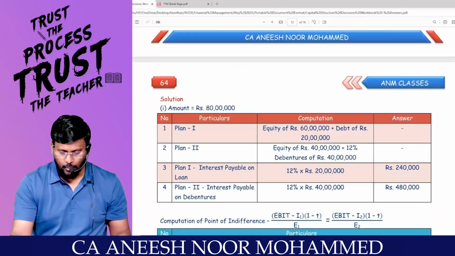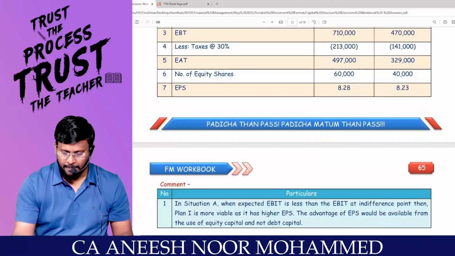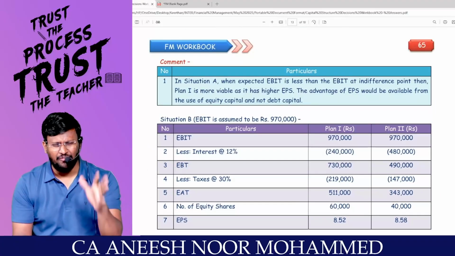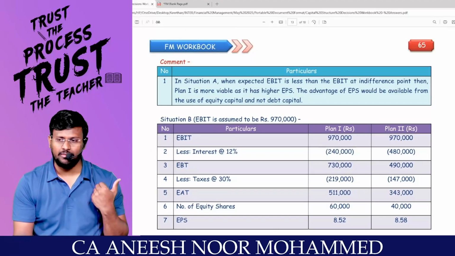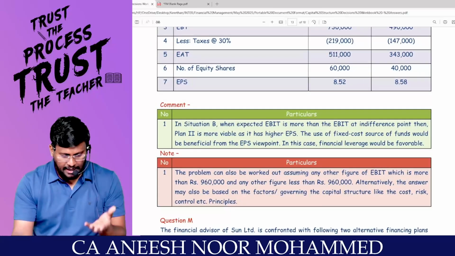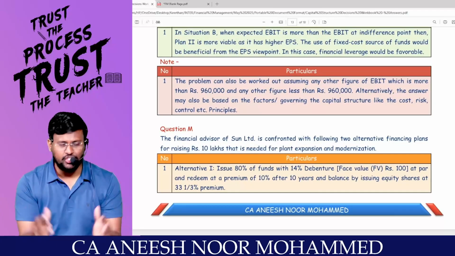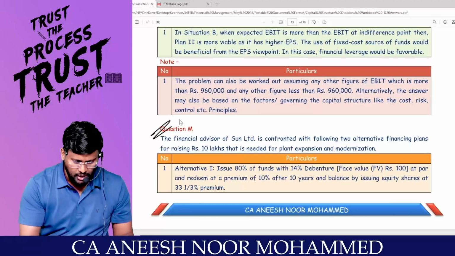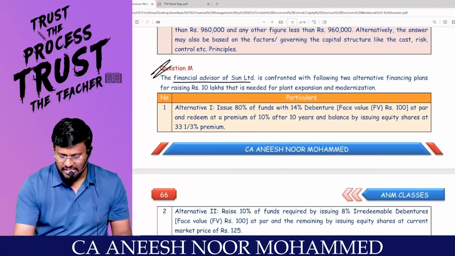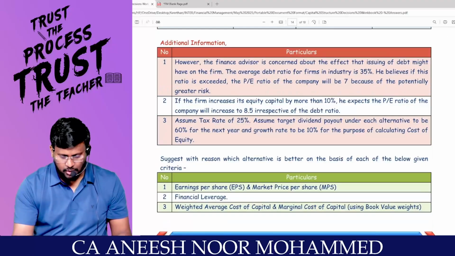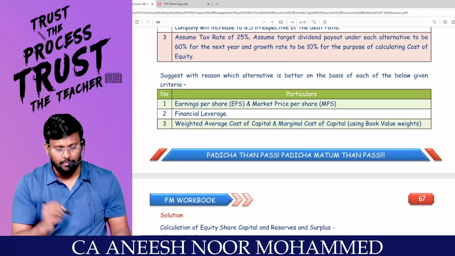You can try by yourself and put the EBIT yourself. You try everything on your own. I have arranged the questions for you. And question number 3, the financial advisor of Sun Limited. Even this question is an ICAI book back question.